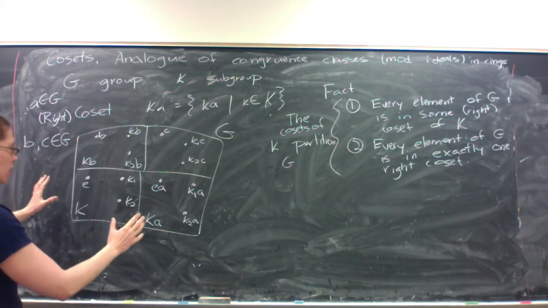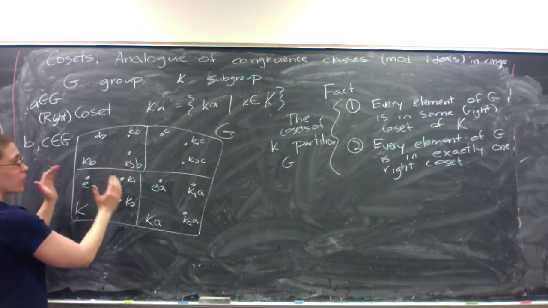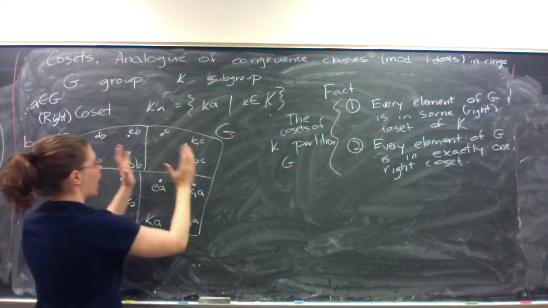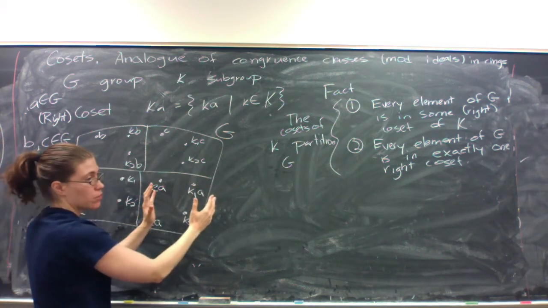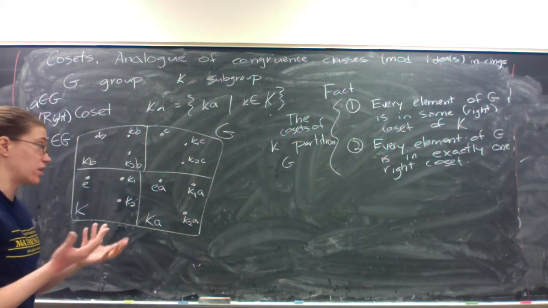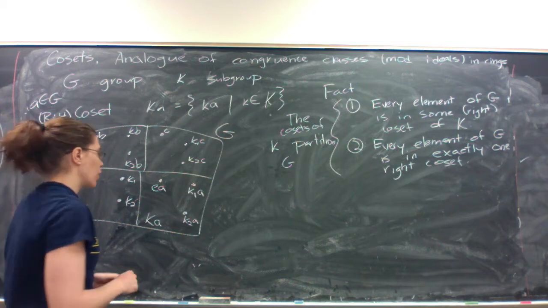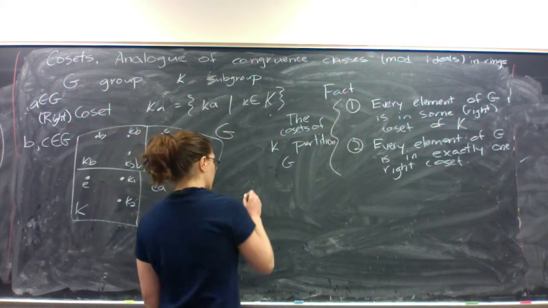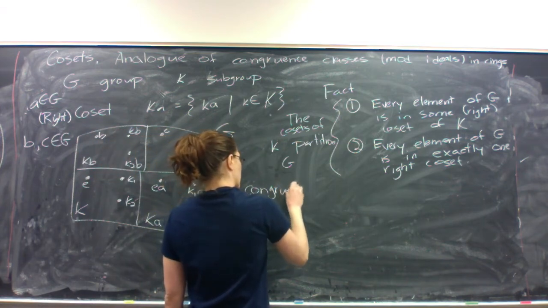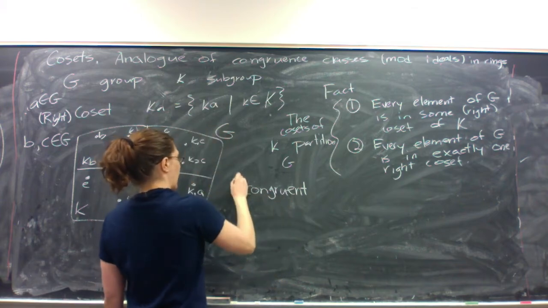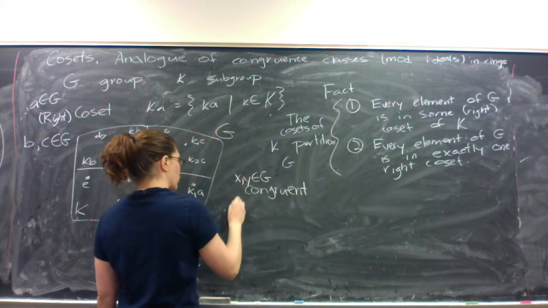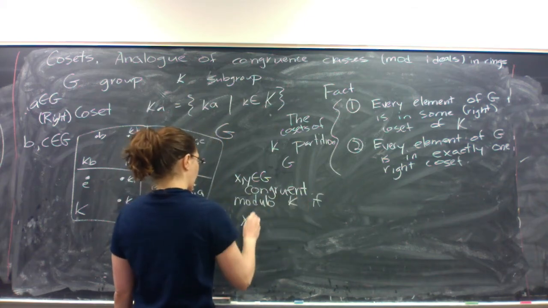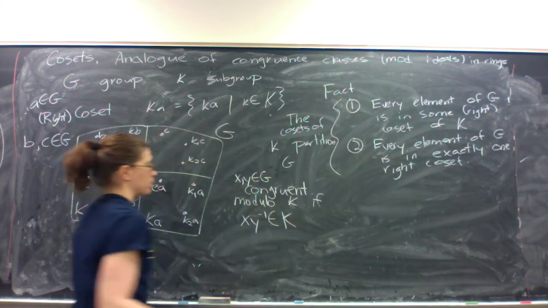So I think of cosets as taking a copy of K, and when I multiply on the right, I'm essentially taking K, copying it, and moving it somewhere else in G. So this is my visual understanding of K and of cosets, and we have on our adventure sheet the definition of what it means to be congruent. So let's say x and y in G are congruent modulo K if x y inverse is in K.